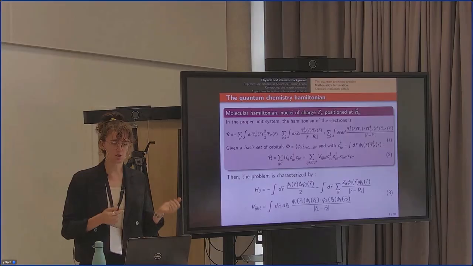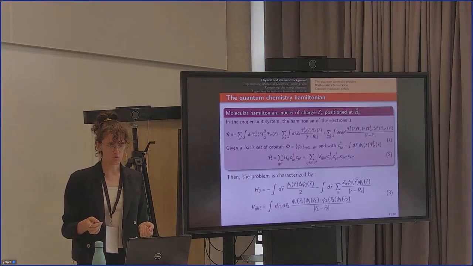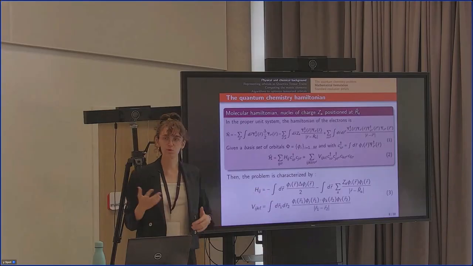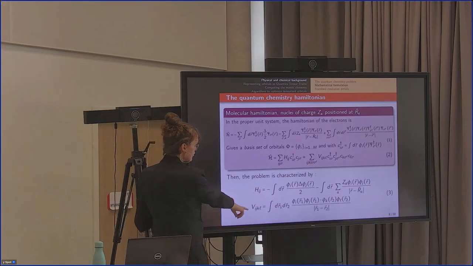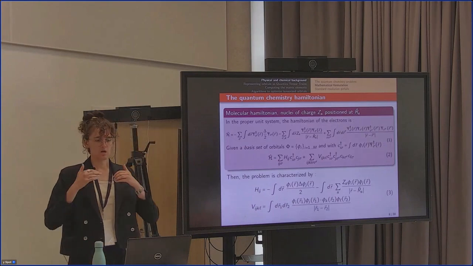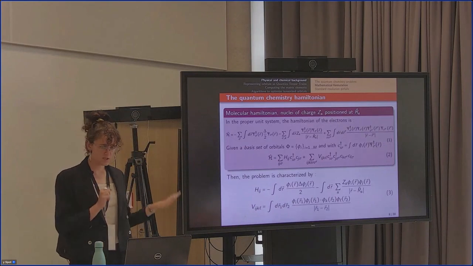Then the problem, which is continuous, is simply characterized by these two objects: this matrix, Hij, which corresponds to the one-body Hamiltonian matrix elements. It's simply three-dimensional integrals. And then we have the Vijkl, which is six-dimensional integrals. An important part is that we need to compute these integrals.